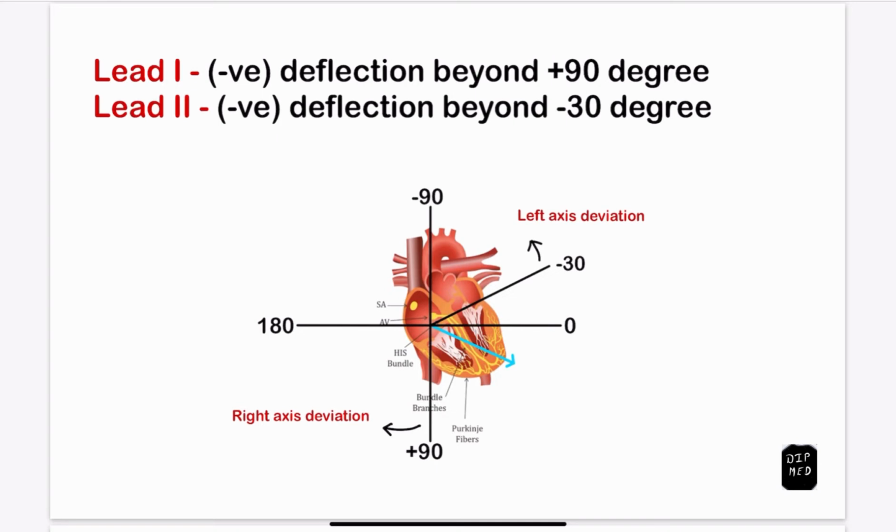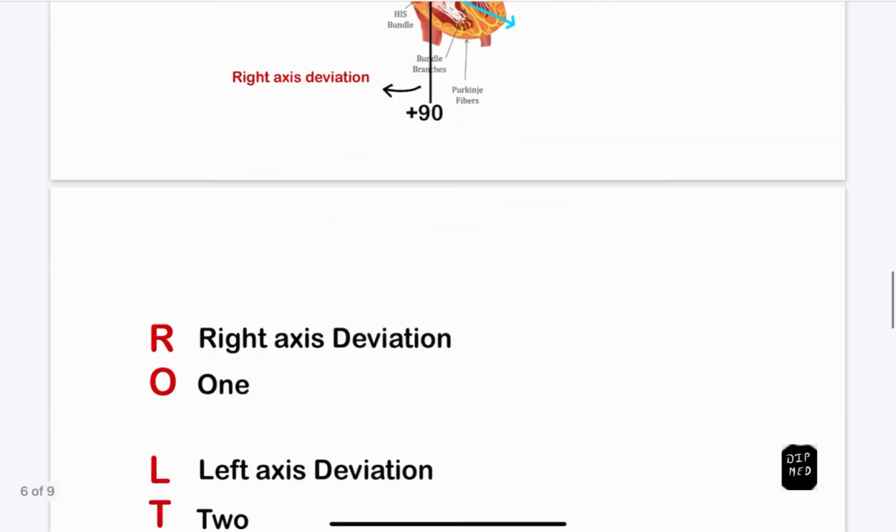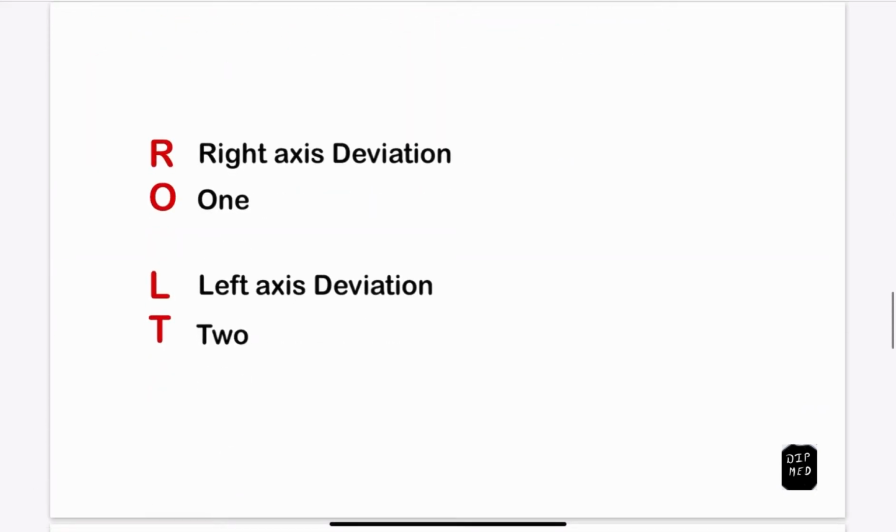If there is right axis deviation, then there will be a negative deflection in lead 1. If there is left axis deviation, then there will be a negative deflection in lead 2. I have a short mnemonic for this. Just remember ROLT. So right axis deviation, watch out for lead 1. Left axis deviation, watch out for lead 2.